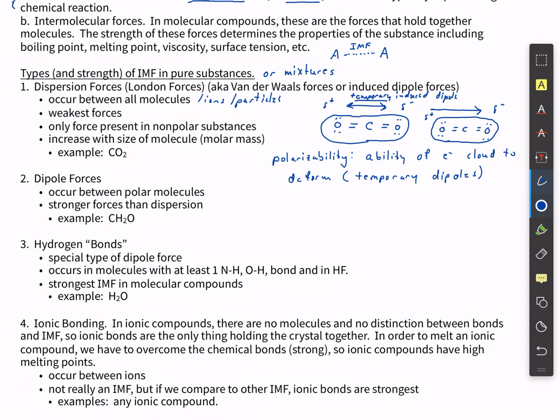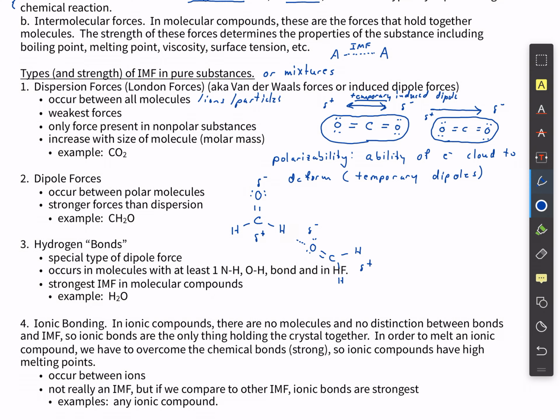The second type of intermolecular force is called a dipole force. This is a stronger force than dispersion forces. And the classic example here is formaldehyde. Formaldehyde has a permanent dipole with the oxygen end being partially negative and the carbon-hydrogen end being partially positive. If I draw a second molecule of formaldehyde, I now have a partial negative and a partial positive again.